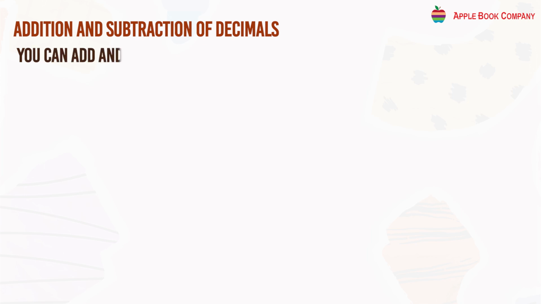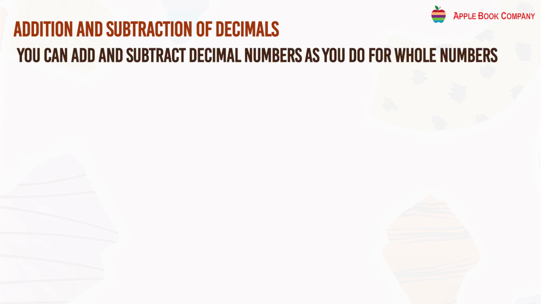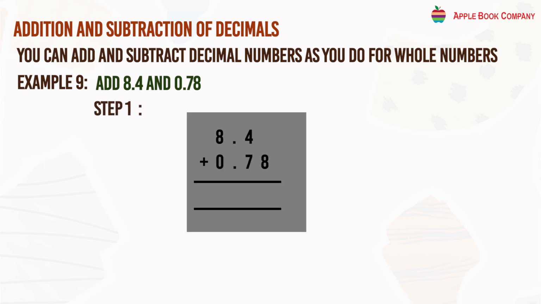Addition and subtraction of decimals. You can add and subtract decimal numbers as you do for whole numbers. Example 9. Add 8.4 and 0.78. Step 1. Write the decimal numbers in column. Put decimal points one below the other so that the digits in the same decimal are one below the other.